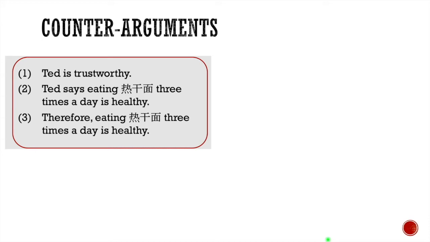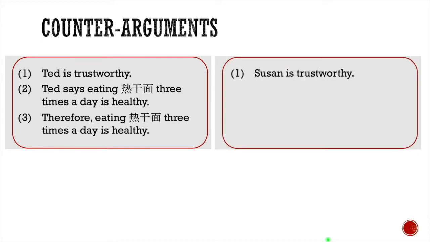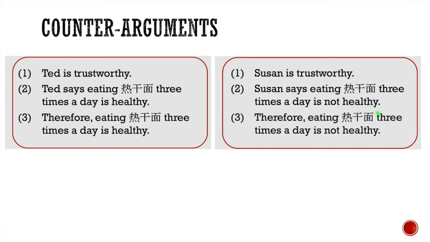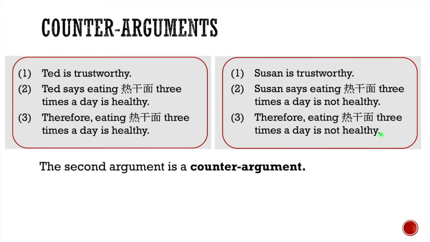But suppose someone sees this argument and they think, well, I want to reply. Here's my thought. Premise 1, Susan is trustworthy. She's someone we can trust. Premise 2, Susan says eating ruganmian 3 times a day is not healthy. Therefore, eating ruganmian 3 times a day is not healthy. This argument here is a counter-argument. It's called a counter-argument to this argument.